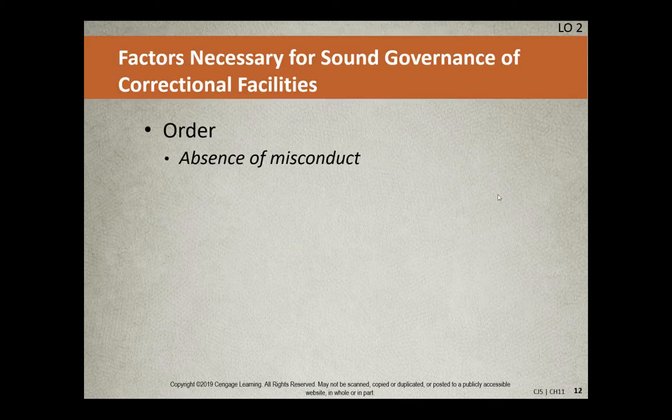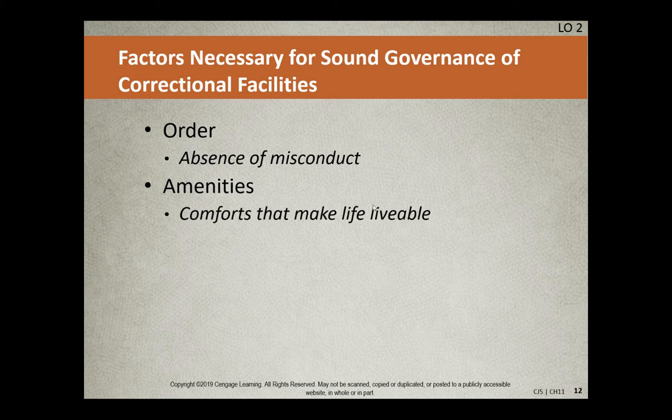So when we talk about what needs to happen when we're governing prisons, there are so many implications of prison management. Political scientist John DiIulio believes that in general, the sound governance of correctional facilities is a matter of order, amenities, and services. Order can be defined as the absence of misconduct, such as murder, assault, rape. And amenities are the comforts that make life livable, such as clean living conditions, acceptable food, entertainment. Services is programming, so education, vocational training, remedial education, as well as drug and alcohol treatment.